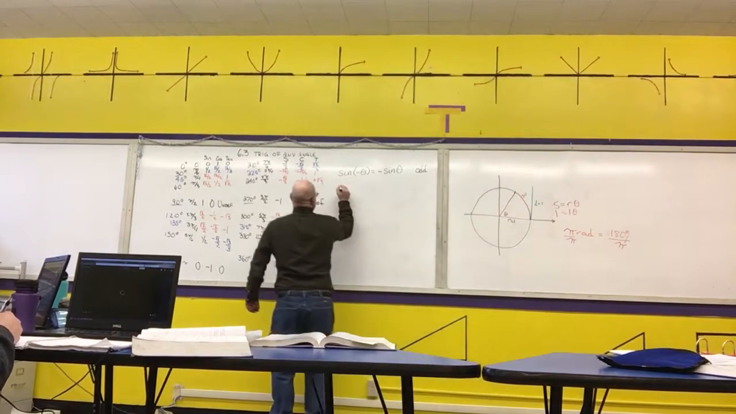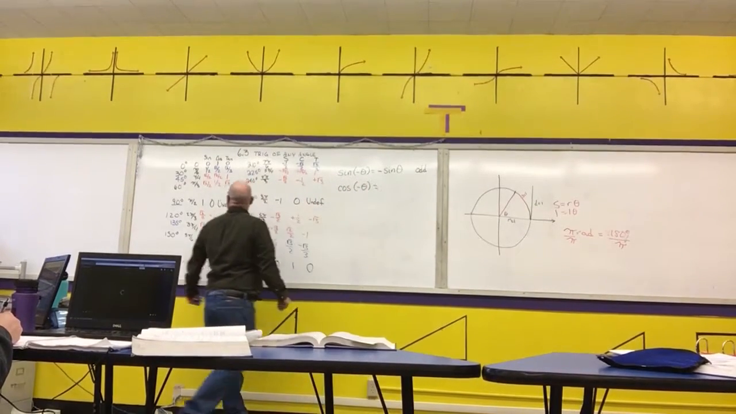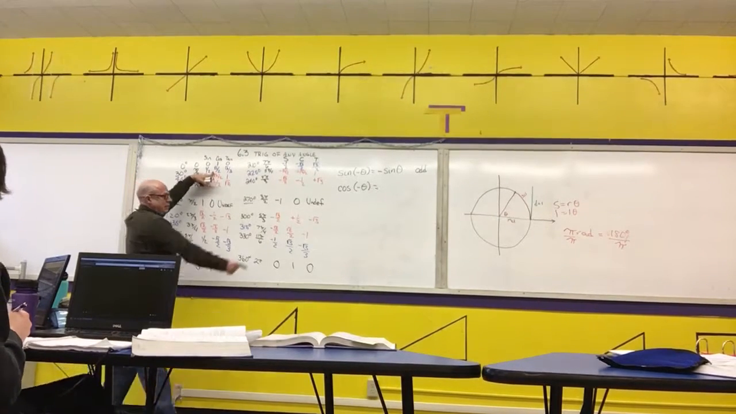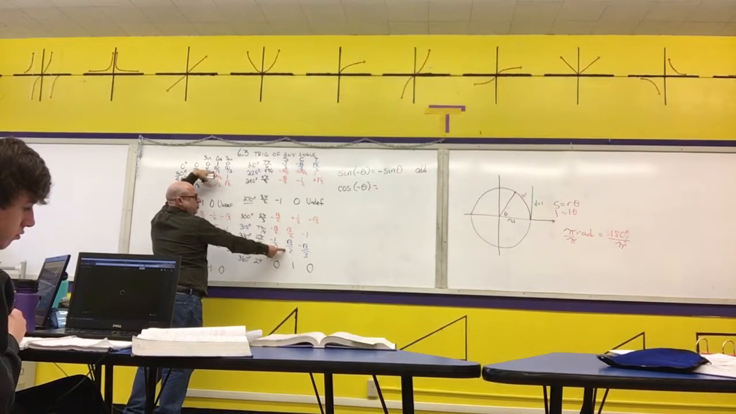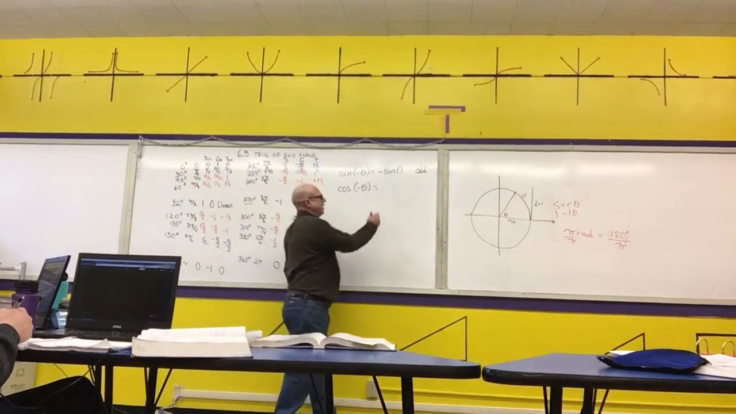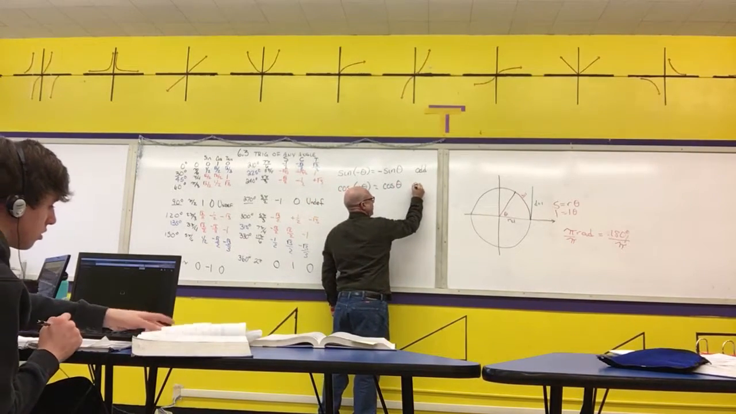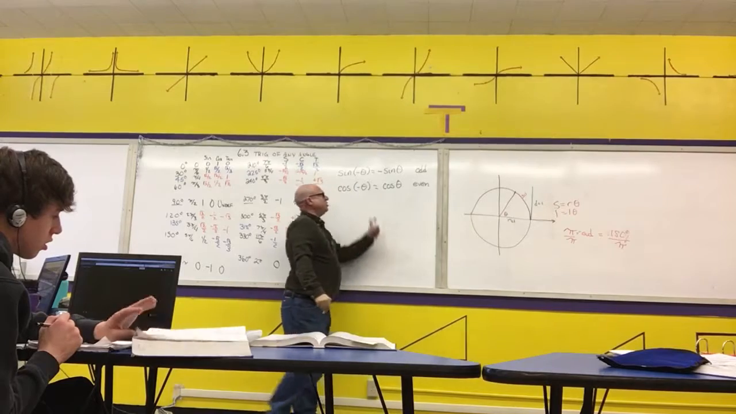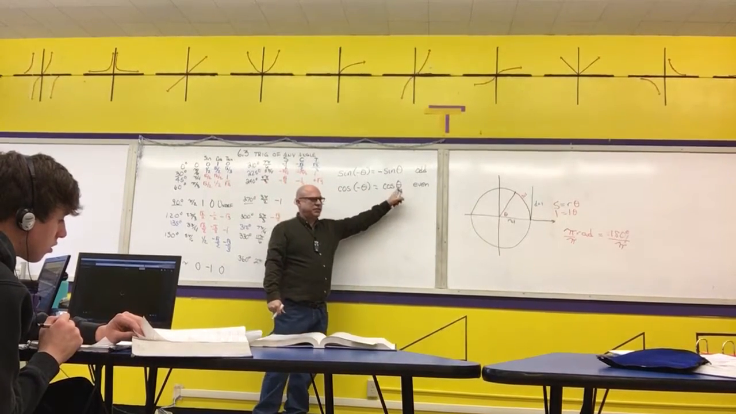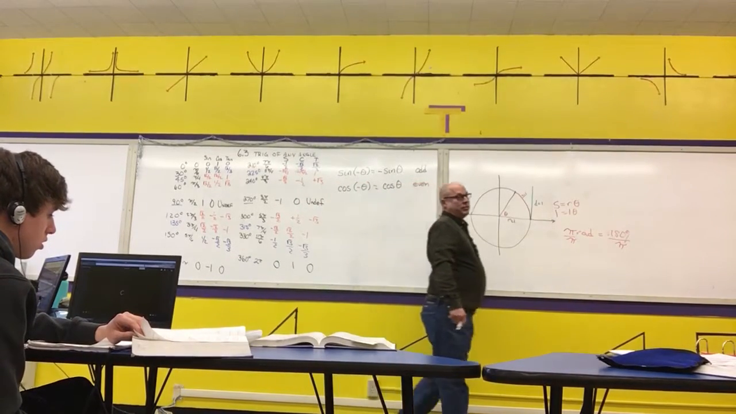Let's take the cosine of a negative angle. Cosine of 30 degrees is square root of 3 over 2. Cosine of negative 30 degrees is square root of 3 over 2. Cosine of a negative angle is equal to the cosine of the original angle. Anytime we have this relationship, that the function of a negative input is the same as the function of the non-negative input, it's called an even function.